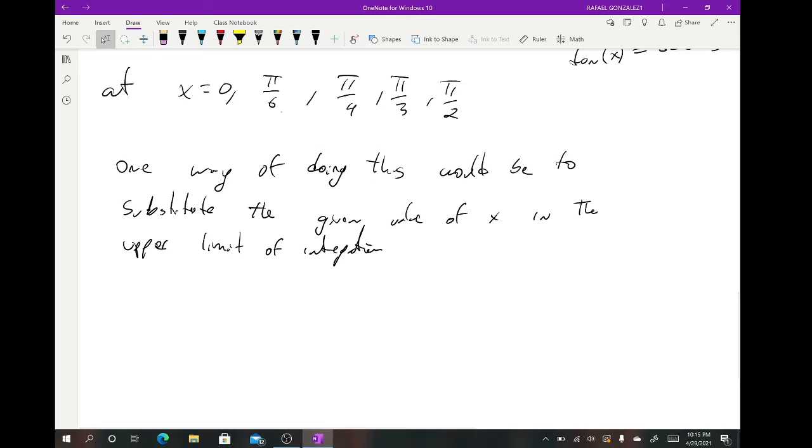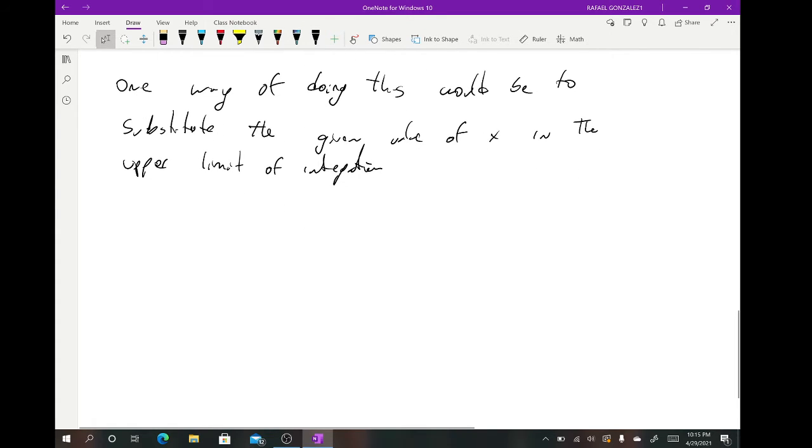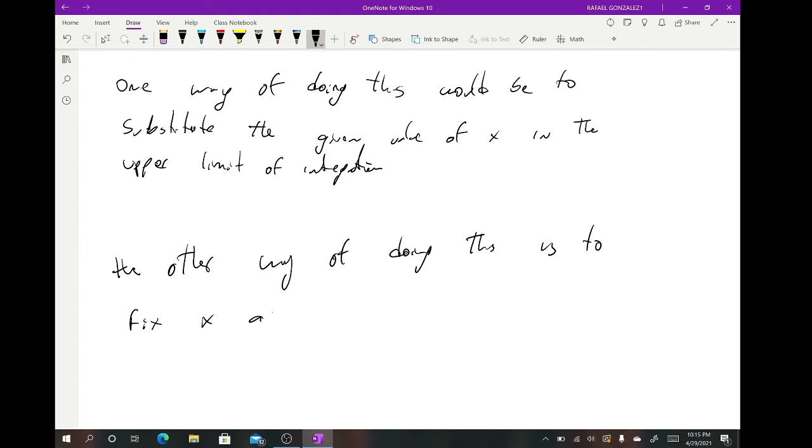The other way of doing this will be to actually fix x as a constant. So treat the x as a constant. The other way of doing this is to fix x as a constant and then apply the fundamental theorem of calculus.